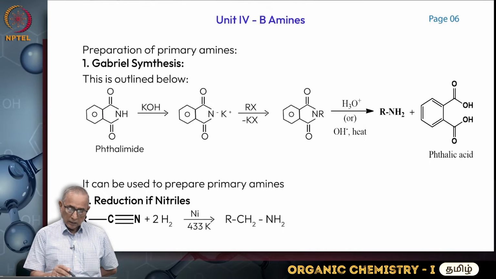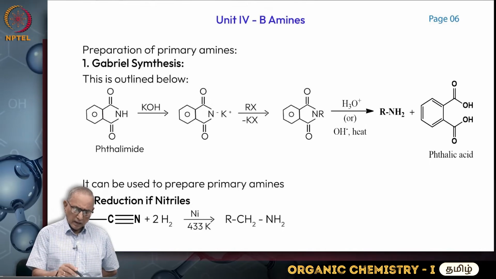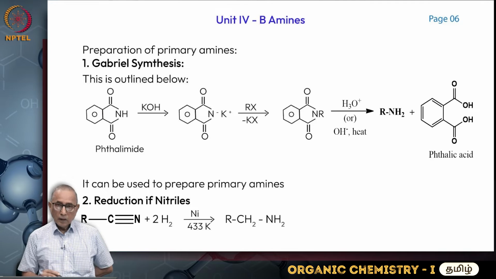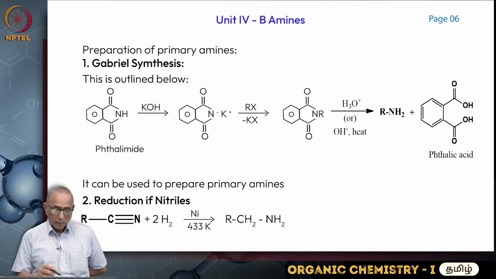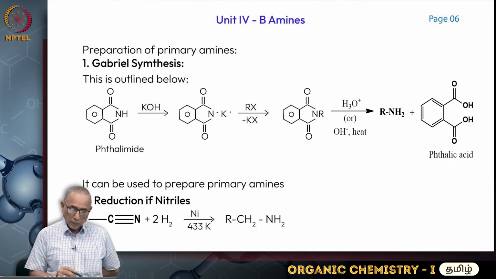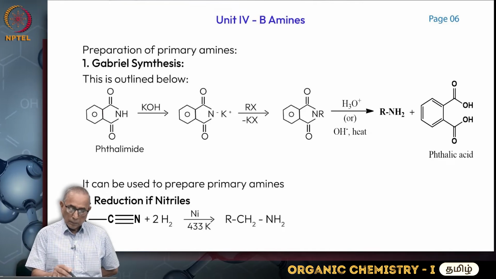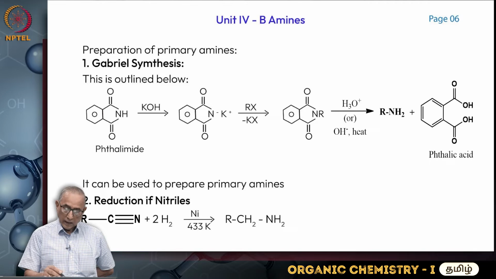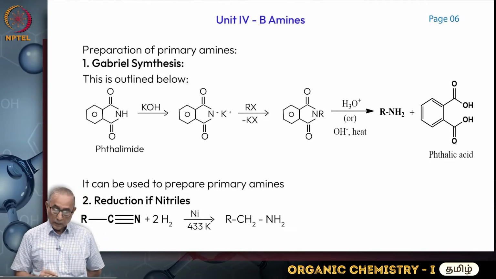Phthalimide when treated with KOH, this nitrogen is very acidic because the nitrogen பக்கத்தில் 2 carbonyl group இருக்கு. Carbonyl groups are electron withdrawing. The electron withdrawing groups 2 இருக்கிறதுனால the NH group becomes acidic. This can be removed as a proton by potassium hydroxide. So you get phthalimido anion and potassium cation.